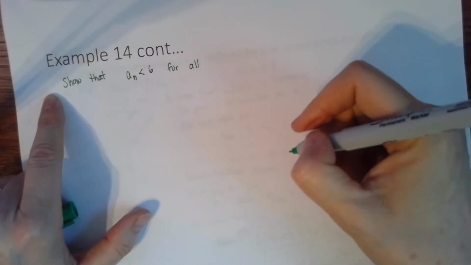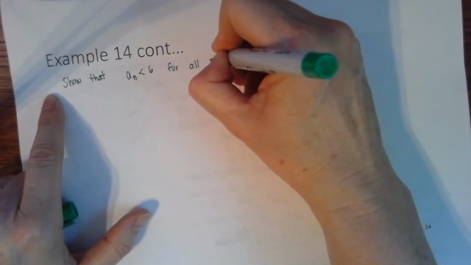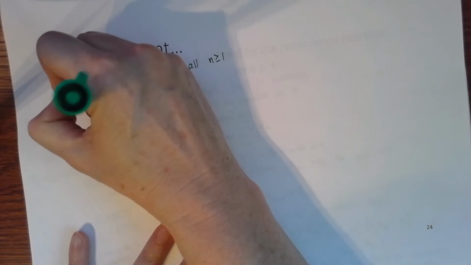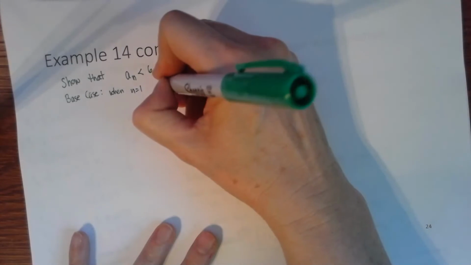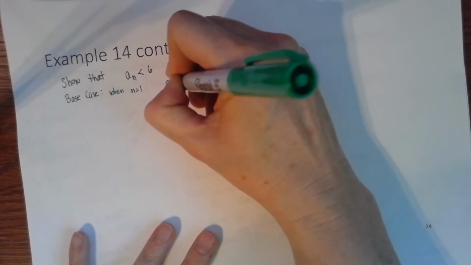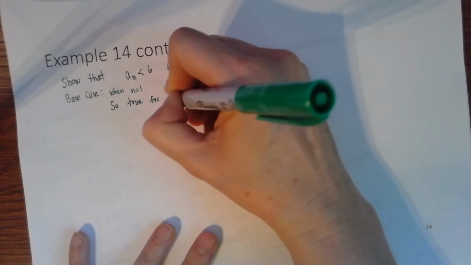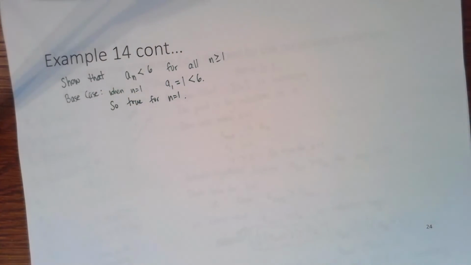We're going to show that it's less than 6 for all n greater than or equal to 1. Once again, we're going to do this by induction. So our base case, when n equals 1, a sub 1, which is 1, is less than 6. So it's true for our base case of n equals 1.